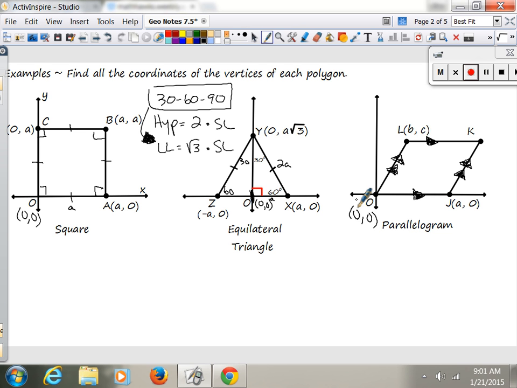In a parallelogram, the opposite sides are also congruent. So that side is congruent to that side, and this side is congruent to this side. That happens in every parallelogram. We also have, with interior angles, opposite angles are congruent, but we won't put those in because we don't need that for this problem. But that might help you a little bit with K.